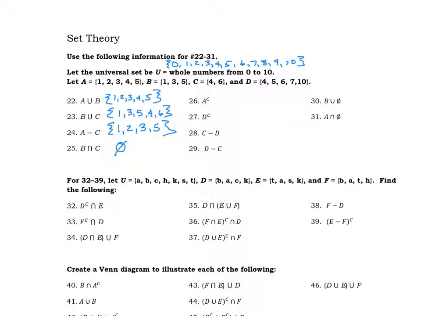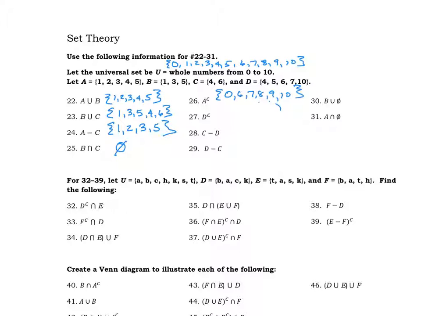All right, so the complement of A. That means basically I want everything in the universal set that is not in set A. Now A is comprised of 1, 2, 3, 4, and 5. So what's left? 0, 6, 7, 8, 9, 10.